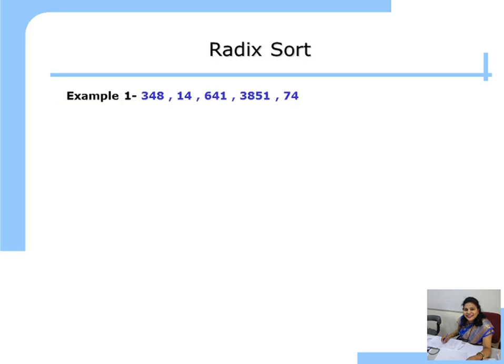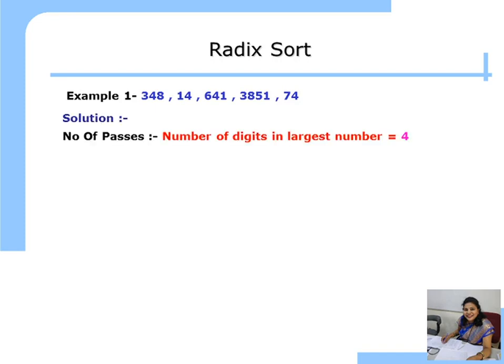Again, take another example. This example has 5 numbers. So we first calculate the total number of passes. The total number of passes is nothing but the number of digits in the maximum, the largest number. Which one is the largest number? 3851 is the largest number. How many digits are present in the largest number? 4. So how many passes do you require? 4.